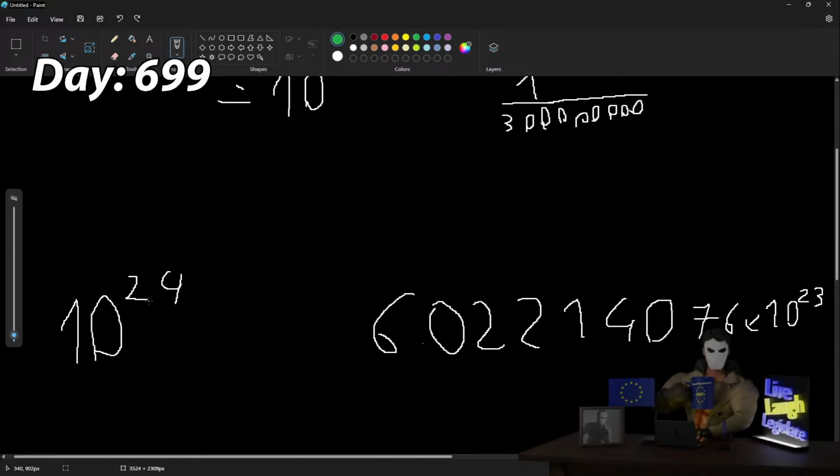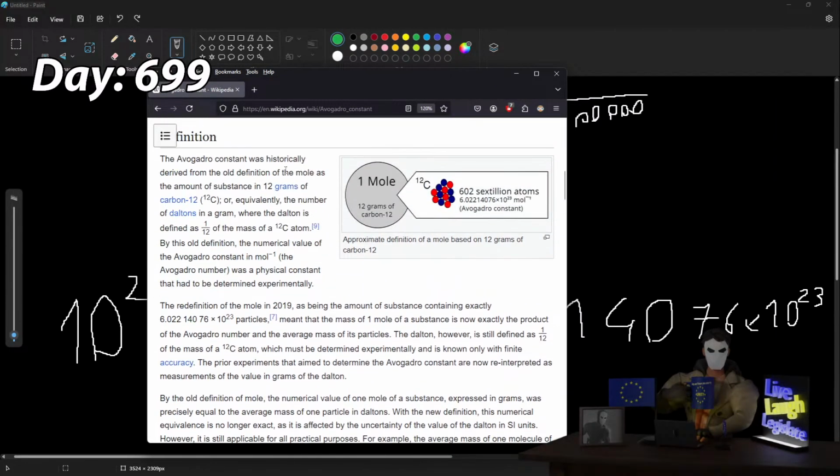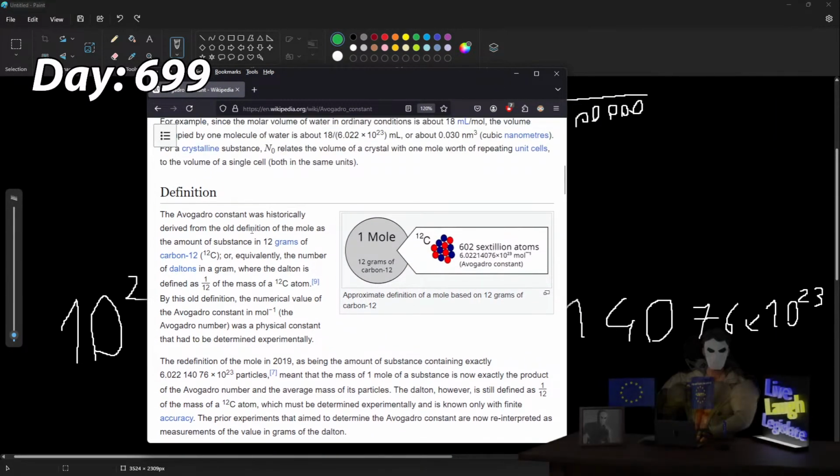Comes one, like, easy to produce. But why would you need to produce that number? Relax. Here's the thing. The mole is historically derived from the amount of substance in 12 grams of carbon-12. This is a number, relax.